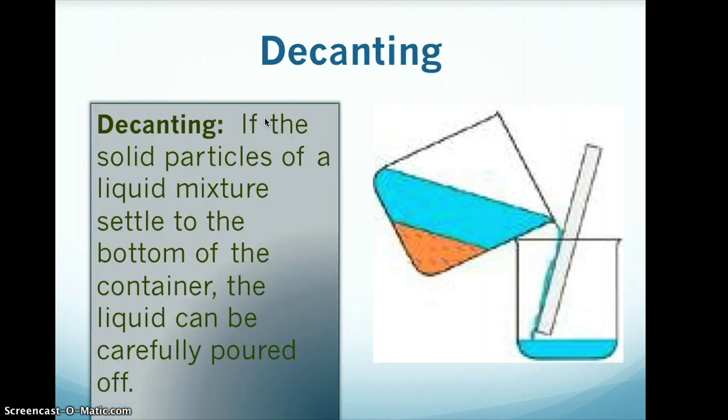Here we have the process of separating a mixture when the solid particles of the liquid mixture settle to the bottom of the container. The liquid can be carefully poured off. That's a fancy word, just decanting. We're going to do a lab where you separate out a mixture, and if I look at you and say, well, just decant that off, I'm telling you to pour off the liquid at the top from the solid on the bottom. You're really relying on the physical property of density here, because the solid particles, being more dense than the liquid, will sink to the bottom.